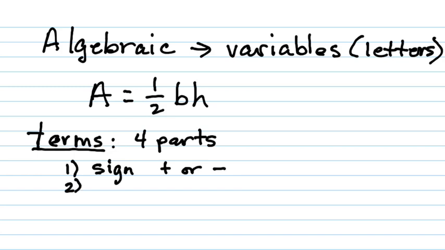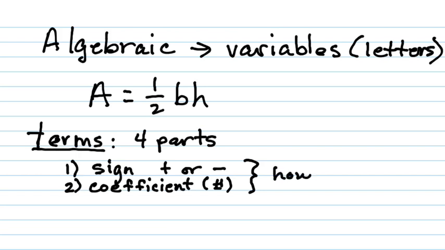What's the second part? Anybody? Coefficient, excellent. That's probably a new word for most of you. But coefficient literally means a multiplier. For us, the coefficient is just the number part. Remember, the hashtag symbol is the symbol for number. And these two parts of a term always go together and do one job. What do they tell you? How many of something you have, exactly.